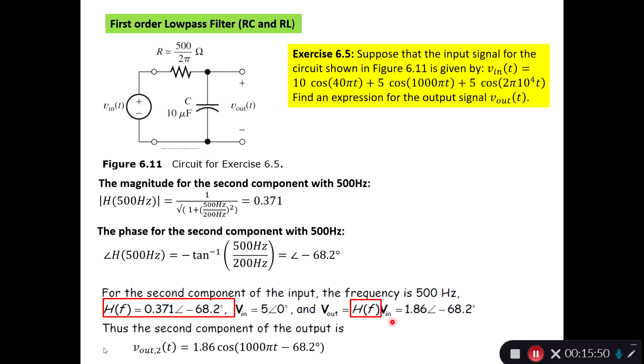Calculating that into the time domain, we have this voltage here up front of the cosine, and I have this frequency here, and then I have this phase shift added to it.